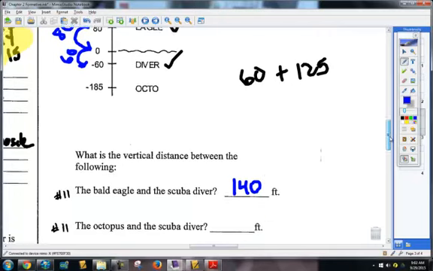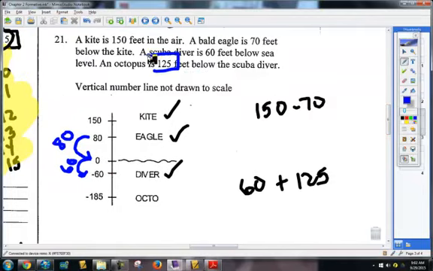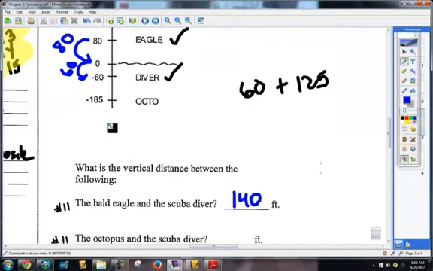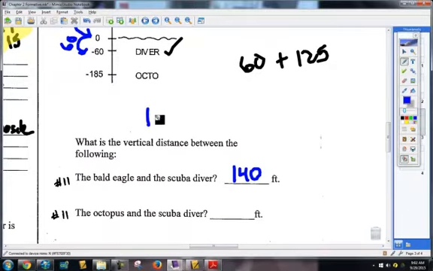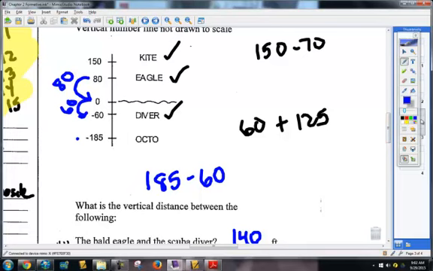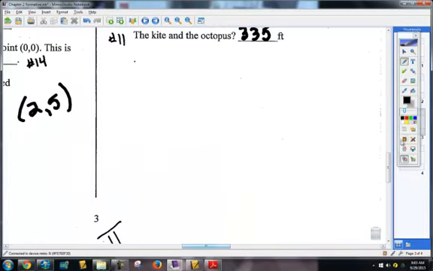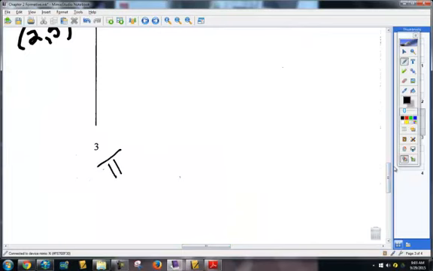Next one, the octopus and the scuba diver. Well, this one was kind of already given for you, right? But regardless, in order to figure out the distance there, you're going to do 185 minus 60, and you're going to get 125. And finally, the kite and the octopus. How far would that octopus have to travel to get back up to the water? 185. How far would it have to travel to get up to the kite? 150. So it's going to be 335. This page is out of 11 points.